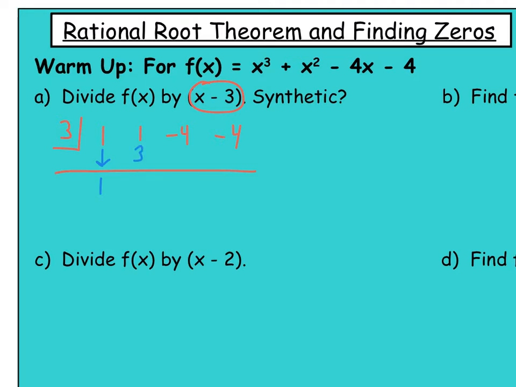And now we add straight down. 1 and 3 is 4. Multiply that by the 3 and we will get ourselves a 12. Negative 4 plus 12 is 8. 8 times the 3 is 24. And negative 4 plus 24 is going to get us 20.